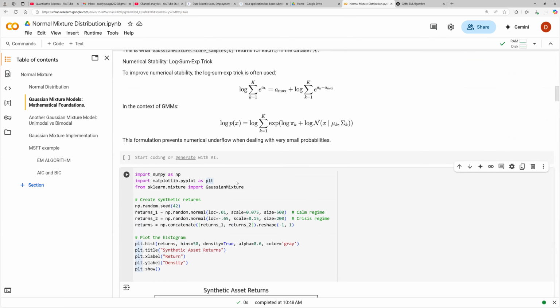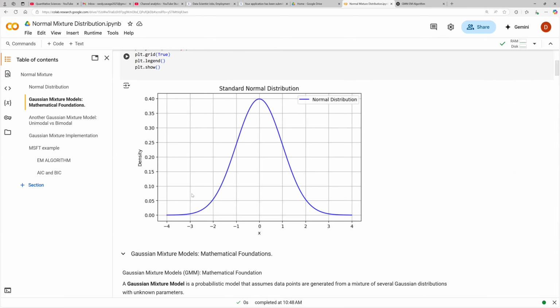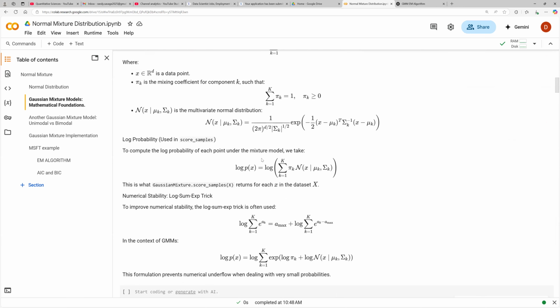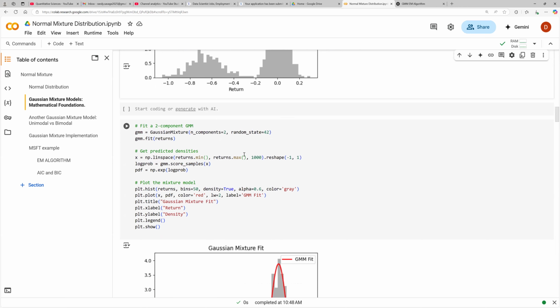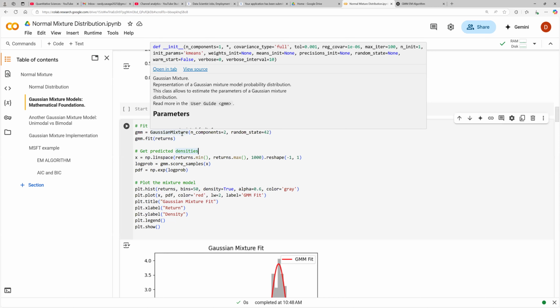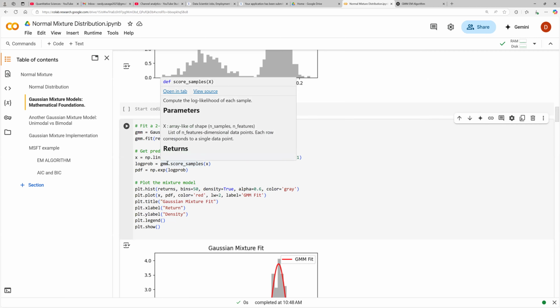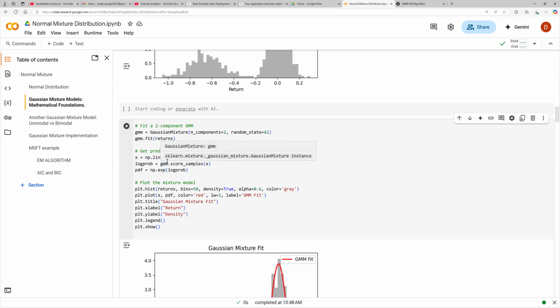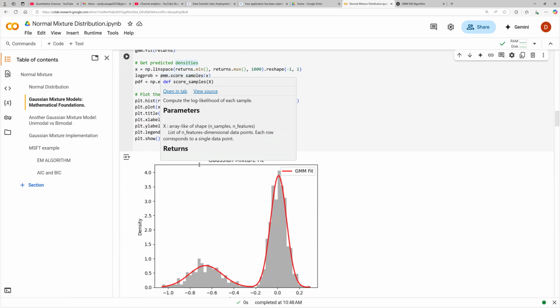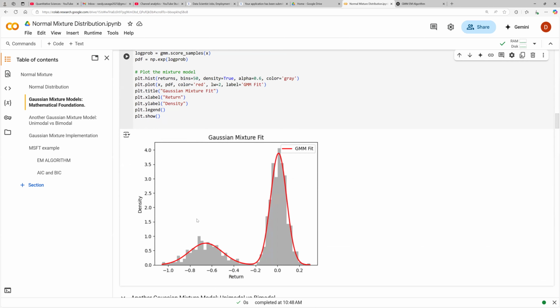It's saying, hey, look, we're not always going to be in the symmetric type of regime where the outcomes are pretty much well defined. If we use this GMM score samples function from the scikit-learn Gaussian mixture, we can calculate the log probabilities. Then we can reconvert that to the PDF by taking the exponent of the logs. This basically calculates the Gaussian mixture density.